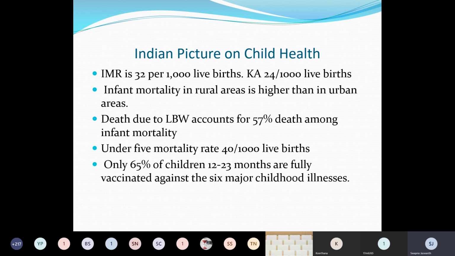So maternal and infant mortality is higher in rural area compared to urban area. The deaths due to low birth weight alone, of all the deaths, if there are 100 deaths and if you account for only the low birth weight, it accounts for around 57% of the total deaths among the infant mortality. That is why so much importance is given to low birth weight.